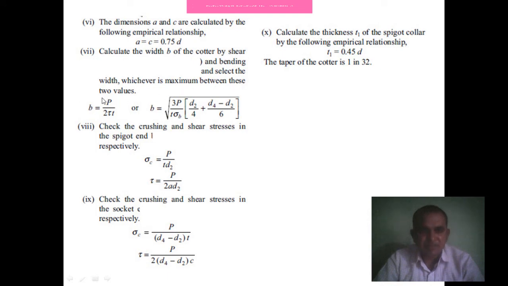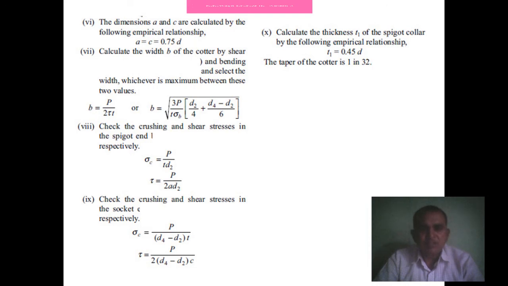The equation is given based on the bending stresses. Check the crushing and the shear stresses in the spigot end respectively. By using that equation you can put all these values in and check these stresses. Also check the crushing and the shear stresses in the socket respectively based on these equations. Calculate the thickness t1 of the spigot cotter by the following empirical relation: t1 is equal to 0.45 d, and the taper of the cotter is given. The equations are based on the stresses sigma t, sigma c and tau.